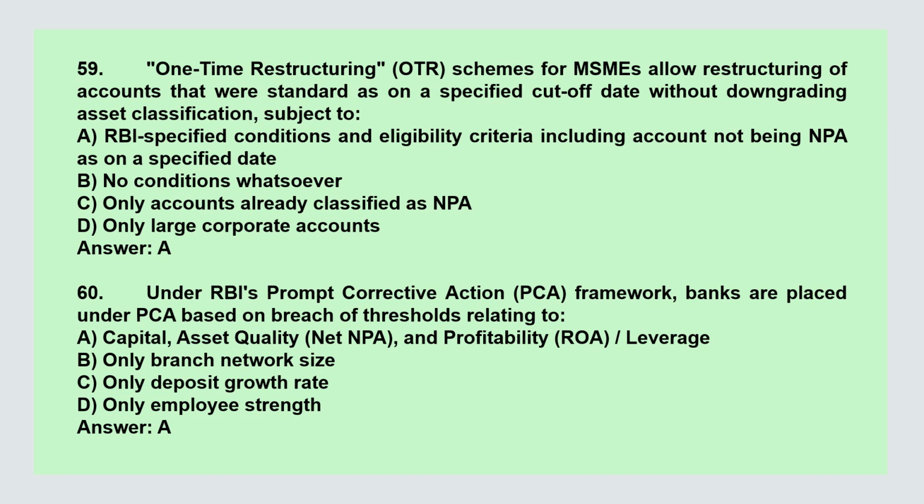One-time restructuring scheme for MSME allows restructuring of accounts that were standard on a specific date without downgrading asset classification, subject to answer A, RBI specified conditions on eligibility criteria, including account not being NPA as on specific date. Under RBI's prompt corrective action framework, banks are placed under PCA based on breach of thresholds relating to capital, answer A, capital, asset quality, and net NPA and profitability, leverage.